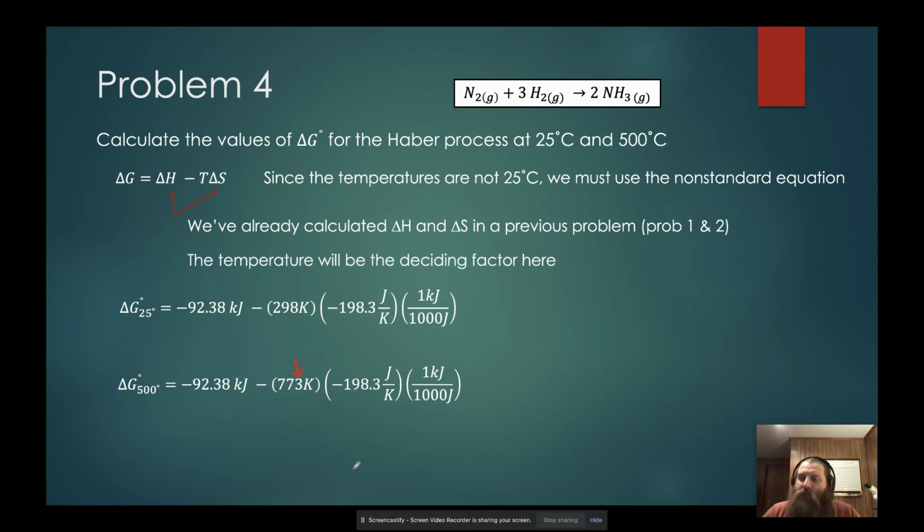In this case, the temperature is the deciding factor between these two outcomes, whether or not it's spontaneous. So when I plug this in at 25 degrees Celsius, I'm going to get a negative 33.3 kilojoule value for the Gibbs free energy, and at 500 Celsius, I'm going to get 61 kilojoules. So how do I interpret that? Pretty simply. At 25 degrees Celsius, the reaction is spontaneous. At 500, it's non-spontaneous.